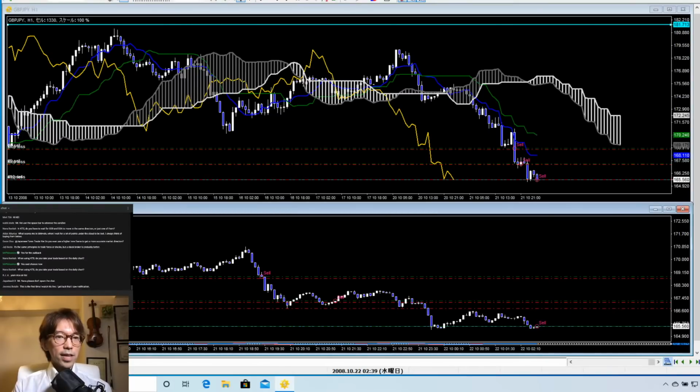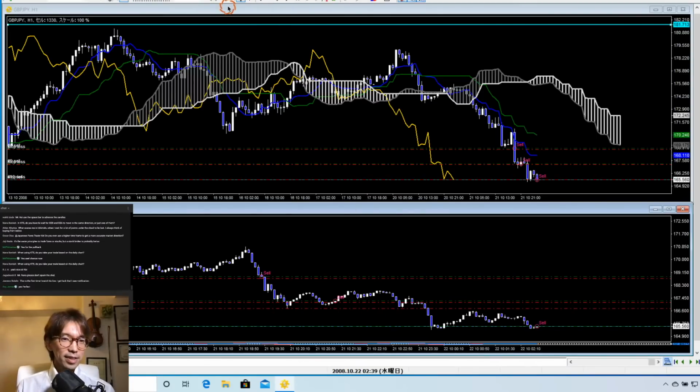The spacebar to advance the candles. Okay, thanks for your note. I usually use this button up here. Okay, I think I've got the new knowledge on this Forex Tester for now.